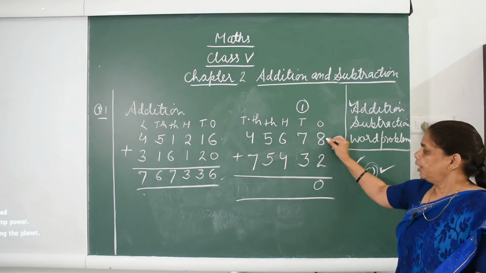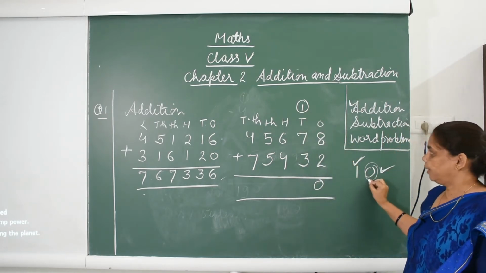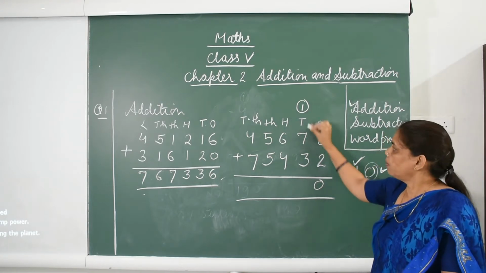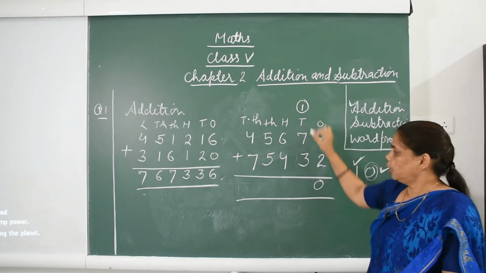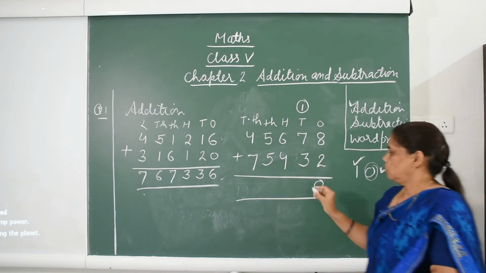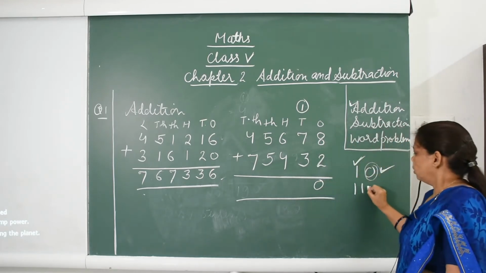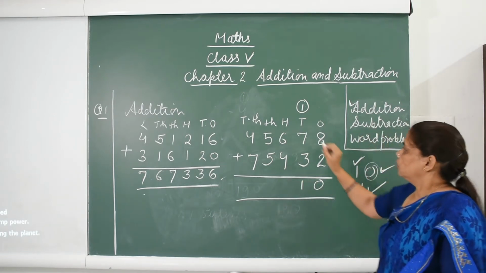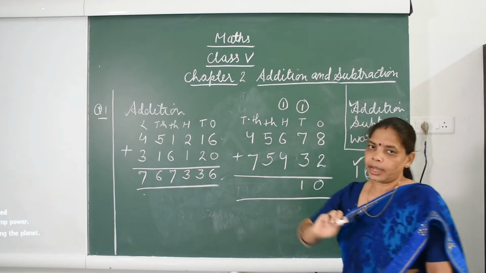So children, 8 plus 2 is equal to 10 and 1 will be taken as a carry. So 7 plus 1, 8, 8 plus 3, 9, 10, 11. So again 11. 1 we will write here, the ones place digit right here, and the tens place digit is carried to the next place.